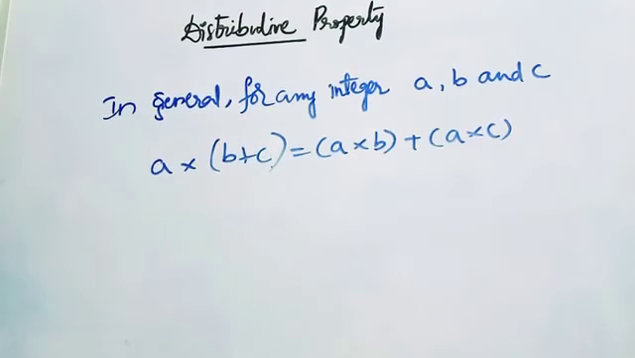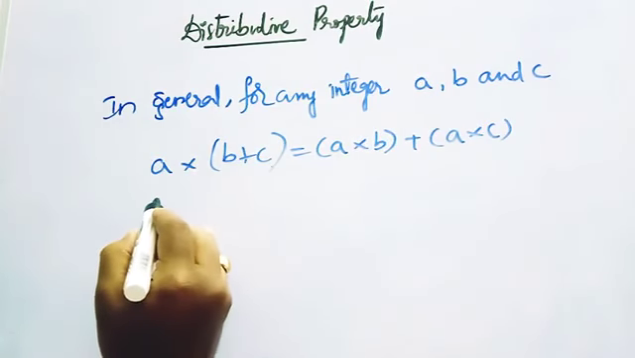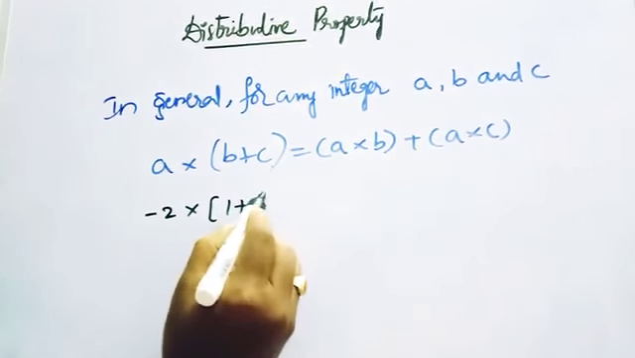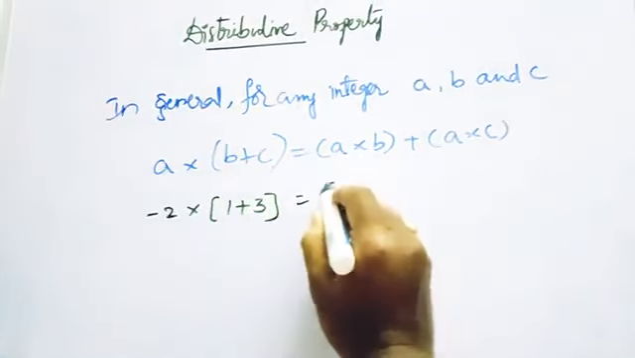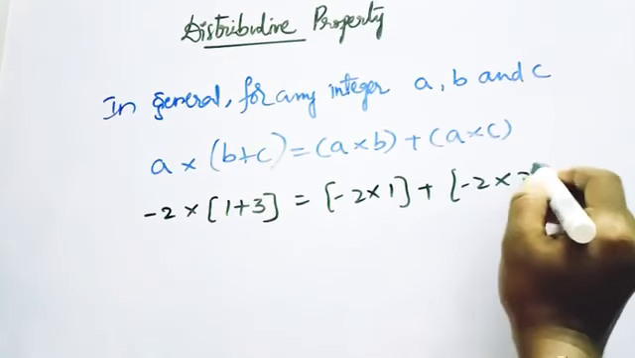The next very important property is the distributive property. In general, for any integers a, b and c, the distributive property states that a × (b + c) = a × b + a × c. To prove this property, we need to take one example. Let a = -2, b = 1 and c = 3. On the right side we take -2 × 1 and again -2 × 3.